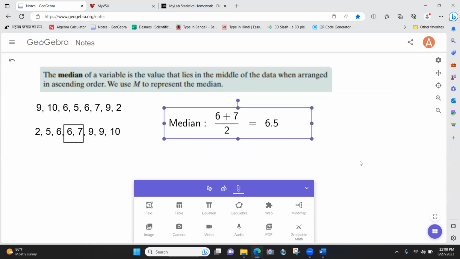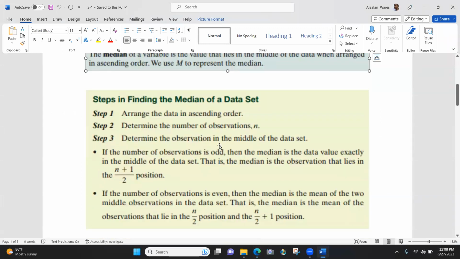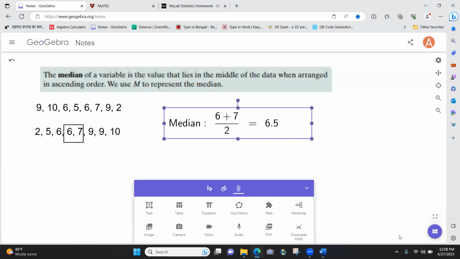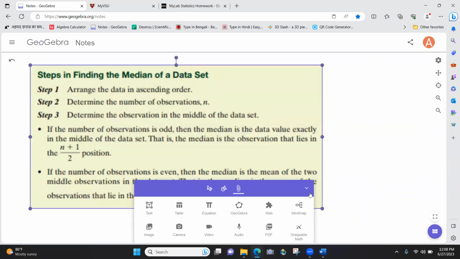There's a third way we can find an average. I think it's called mode. Let's go over this before we jump to mode, okay? So this is what your book is saying. What I just did is nicely summarized in this.